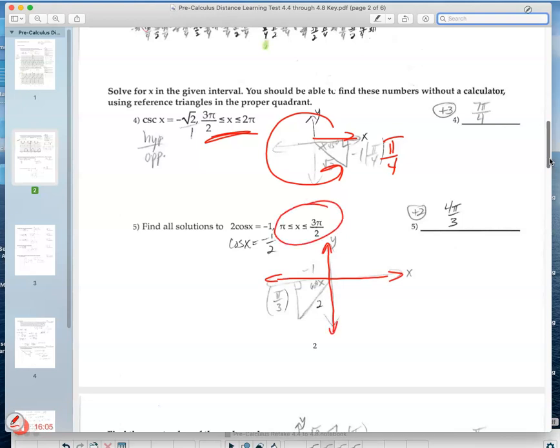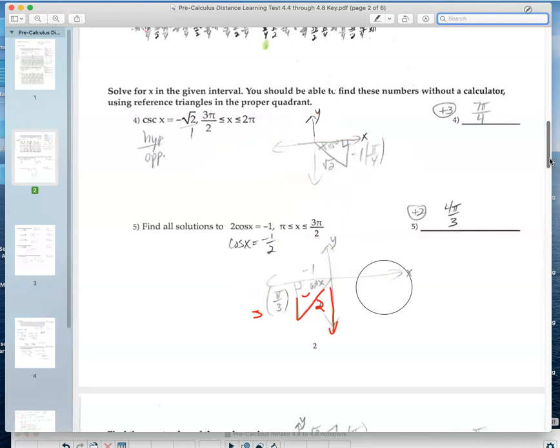And the information tells us it's got to be between pi and 3 pi over 2, which is quadrant 3. And we set it up so adjacent is -1 and hypotenuse is 2. That makes this a 60-degree angle in here, which would be pi over 3. But again, we have to name that from the positive x-axis because this is not an inverse function. So we take a look at it and we say, well, we've got pi plus another pi over 3. That will be 4 pi over 3.